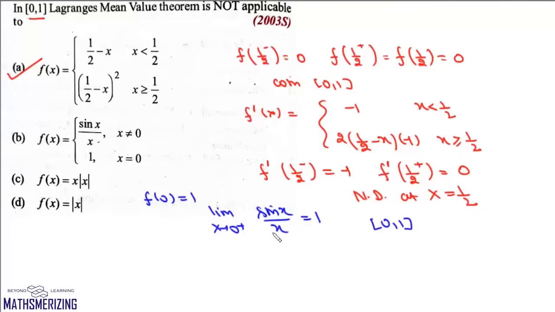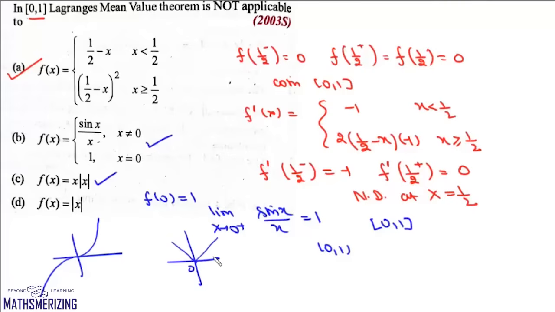Now we know that in between 0 and 1, this function sin x upon x is differentiable. So this function is continuous and differentiable. So Lagrange's mean value theorem can be applied to it. Now what about this third function, x into mod x? x into mod x is x square when x is greater than 0, and it is minus x square when x is less than 0. So this function again is continuous and differentiable. Now what about mod x? Between 0 and 1, this function is continuous and differentiable. So the only function where Lagrange's mean value theorem is not applicable is this option A.